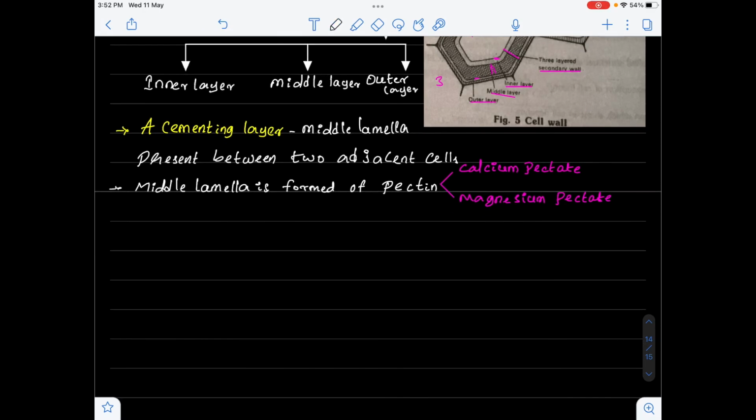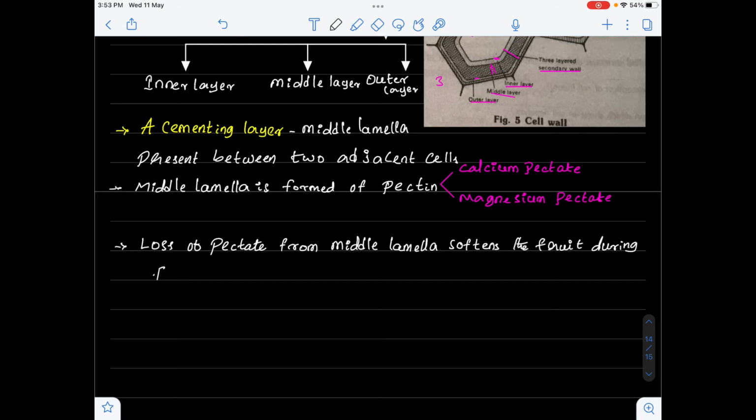Loss of pectate from the middle lamella softens the fruit during fruit ripening.